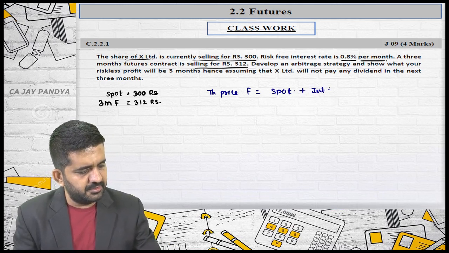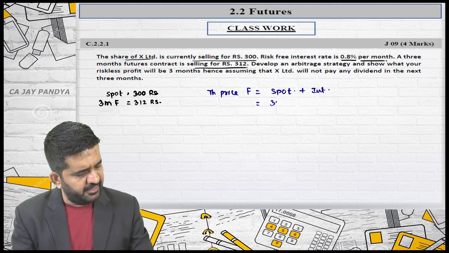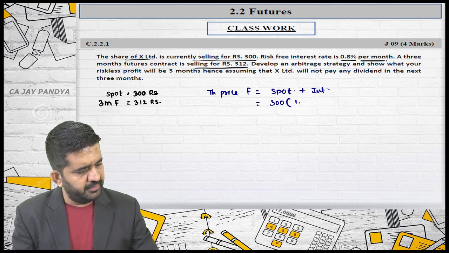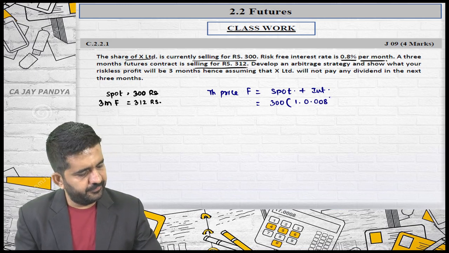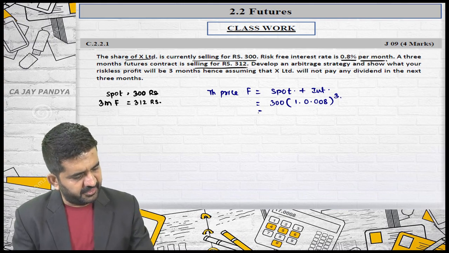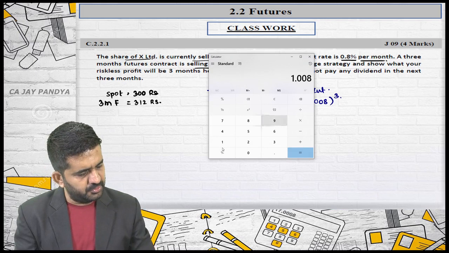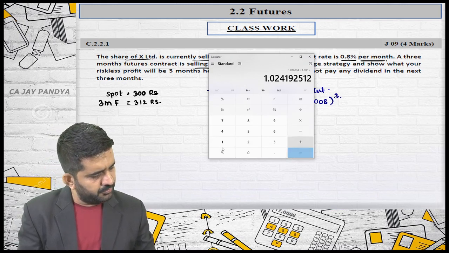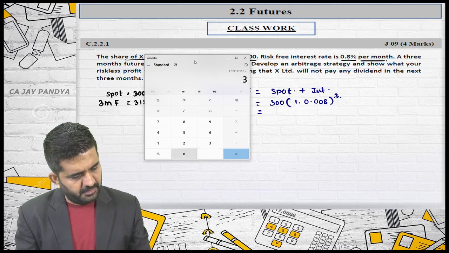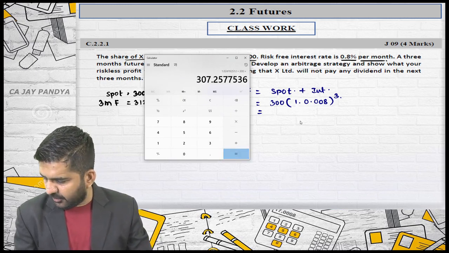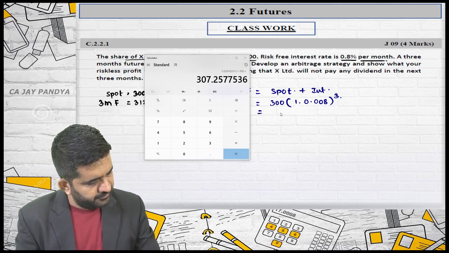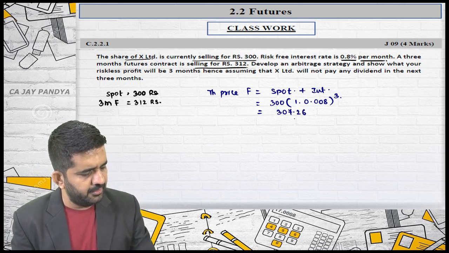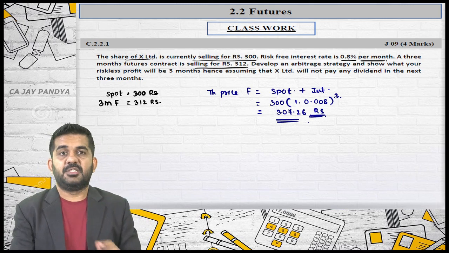Spot plus interest. It is 300 into 1.008 raised to 3, because this is a per month rate. 1.008 cubed multiplied by 300 is 307.25. Let me verify this. Yes, it is 307.26 rupees. This is the theoretical price of the forward.